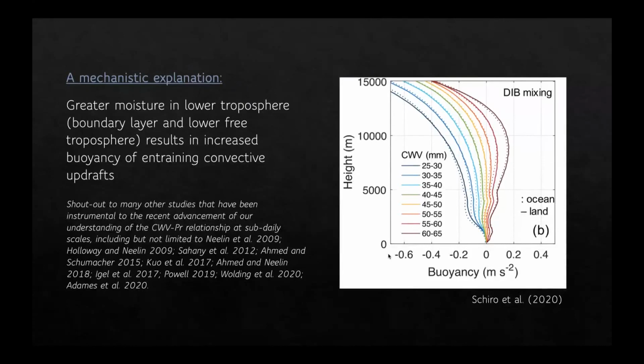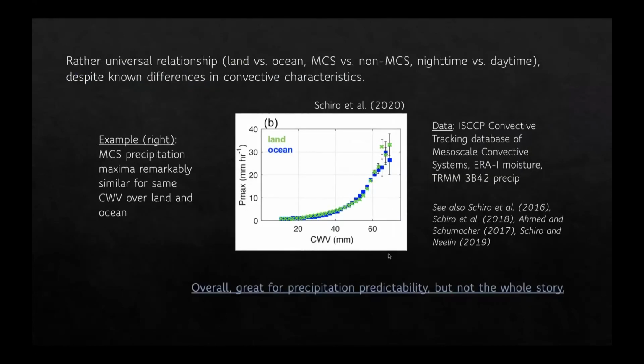And that's what's shown here on the right, where I've composited buoyancy profiles, hotter colors for higher column water vapor, bluer colors for lower column water vapor, and it's a similar case for both land and ocean regions, where when you have increased column moisture and increased moisture in both the lower free troposphere and boundary layer, you have increased buoyancy for convective updrafts, entraining convective updrafts in particular.